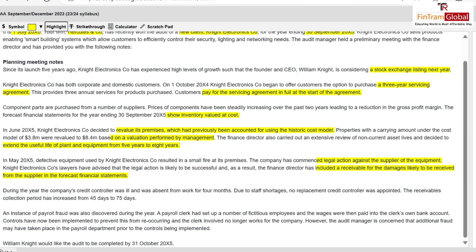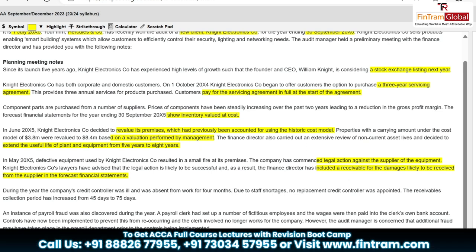During the year, the company's credit controller was ill and was absent from work for 4 months, which is fine. Of course, if an employee falls ill, then it's normal, right? What else? Due to the staff shortages, no replacement credit controller was appointed. Okay. The receivables collection period has increased from 45 days to 75 days.